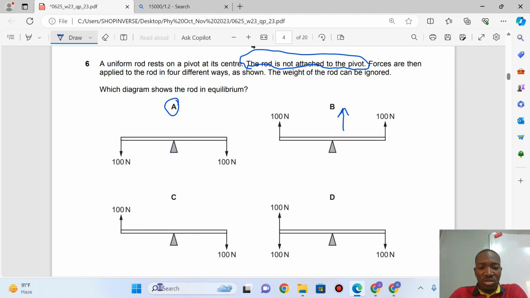Here, the rod just continues to rotate in a clockwise direction. And here, the rod will also rotate in a clockwise direction. Why? These two forces cancel each other, but there's a resultant force here in this direction. So it continues to rotate in a clockwise direction. So A is the only correct answer to that question. We go straight to question number 7.